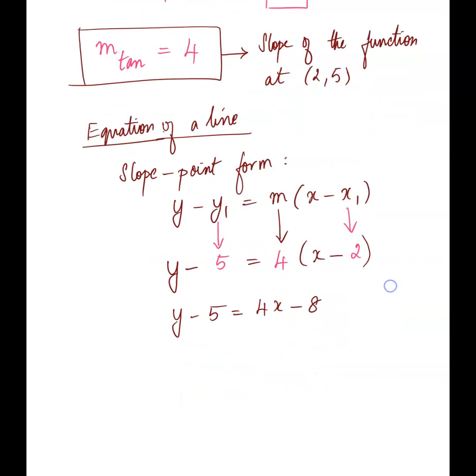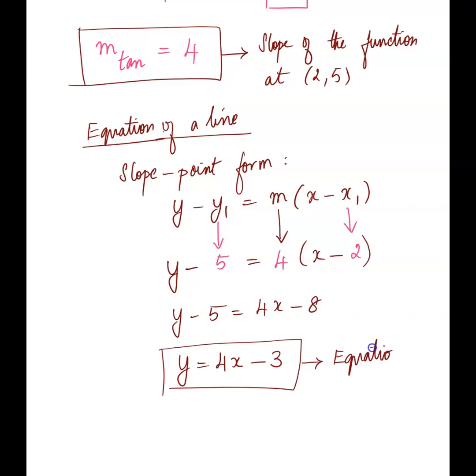Distribute. Okay. And then y equals 4x, add the 5 on both sides, and it gives you minus 3. And we found the equation of the tangent line at the point (2, 5). TGT for tangent line, just short for that. And that's it. You got your answer right there.